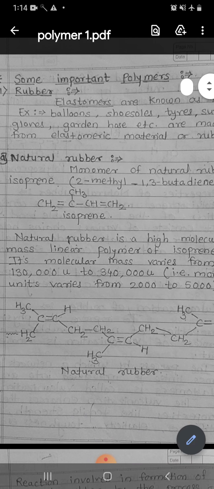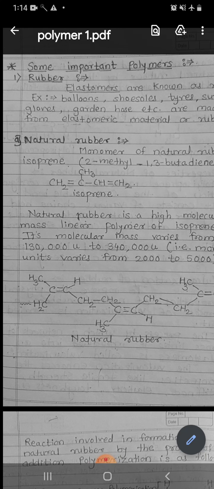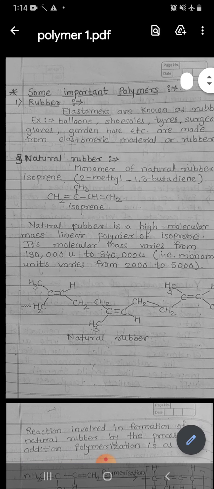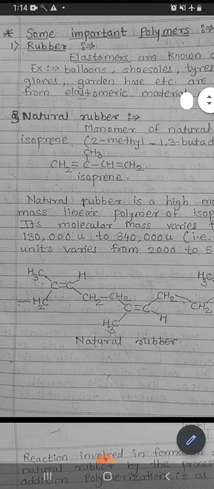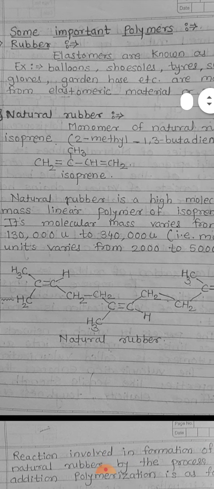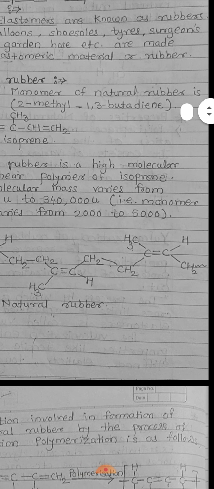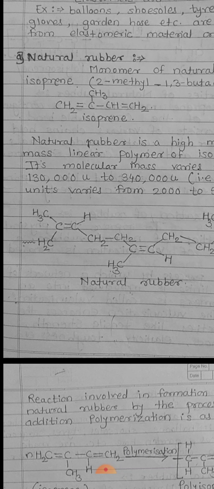So natural rubber is made from this isoprene. When many isoprene units combine together, natural rubber is a high molecular mass linear polymer of isoprene. Its molecular mass varies from 1,30,000 to 3,40,000, and the monomer units vary from 2,000 to 5,000 units.